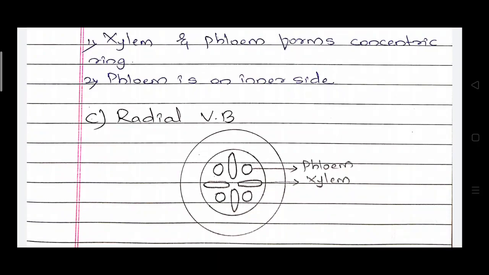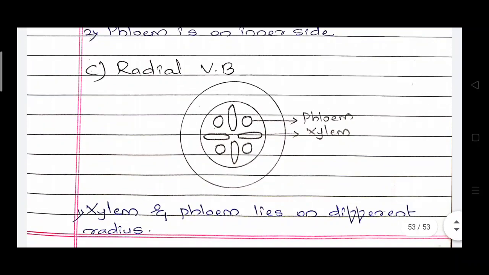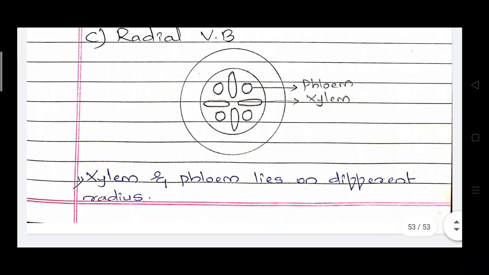The third type is the radial vascular bundle. In radial vascular bundles, the xylem and phloem lie in different radii. You have to see these pictures of the radial vascular bundle. One xylem strand stands, then a phloem strand, again a xylem strand, a phloem strand, arranged in circular positions. So they are present in different radii.